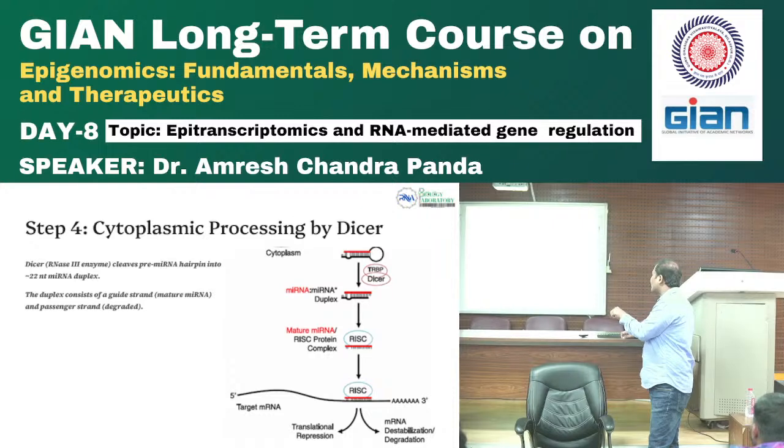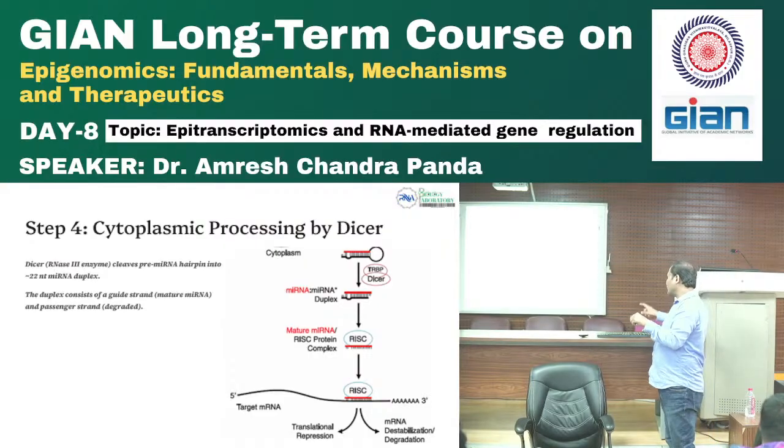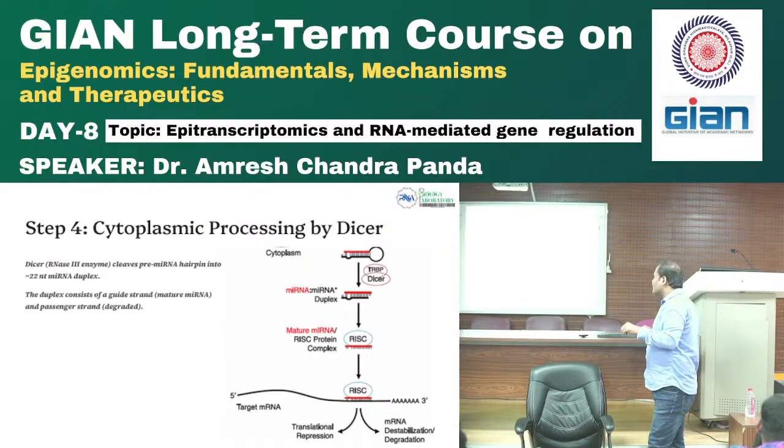Now you have 2 strands, one is your 5p, one is 3p. Based on the target, the 5p or 3p can be loaded into the RISC complex. RISC का full form क्या है? Anyone?